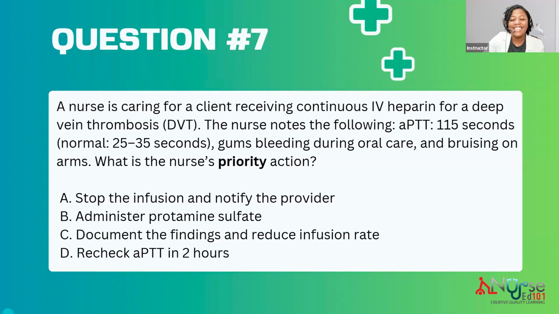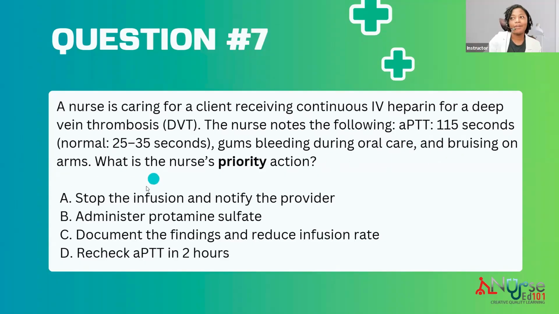All right, next question says a nurse is caring for a client who's receiving continuous IV heparin for deep vein thrombosis. Okay, that's a treatment. The nurse notes the following: an APTT of 115 seconds, whereas the normal is usually anywhere between 20 to 35 seconds, about 35 seconds. The patient also has bleeding gums during oral care and bruising.